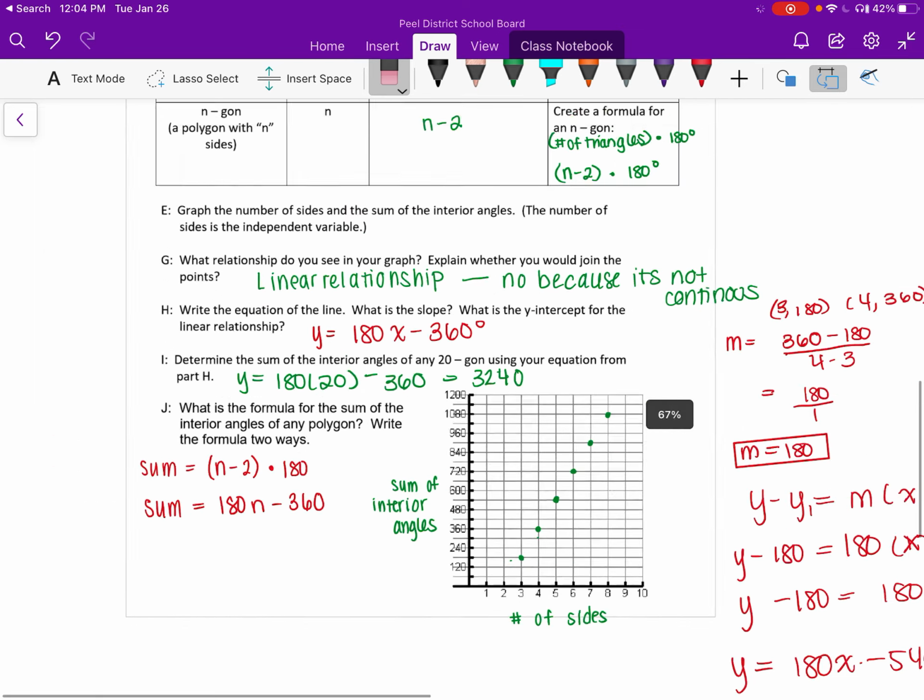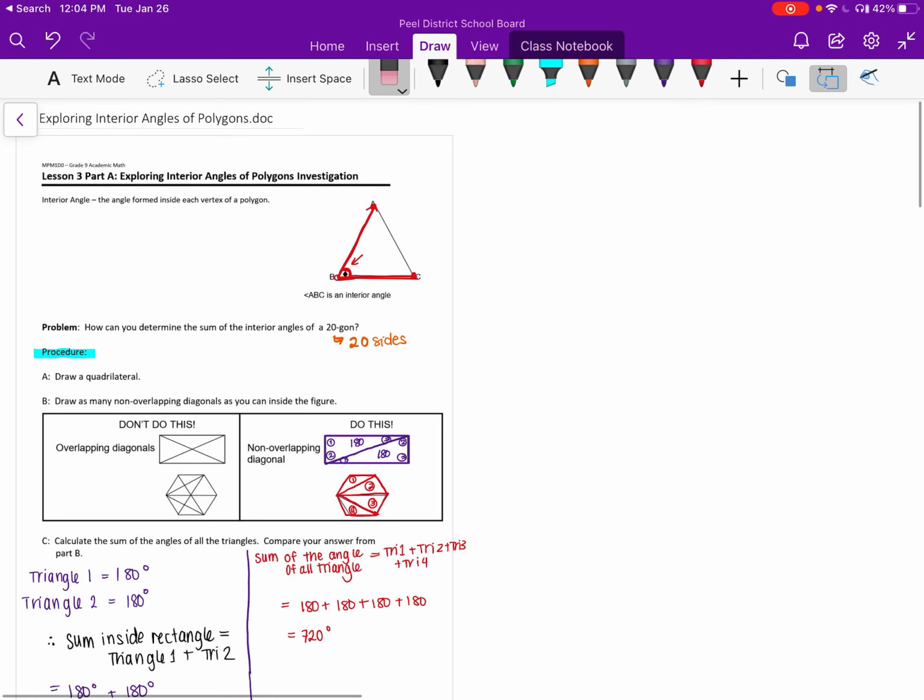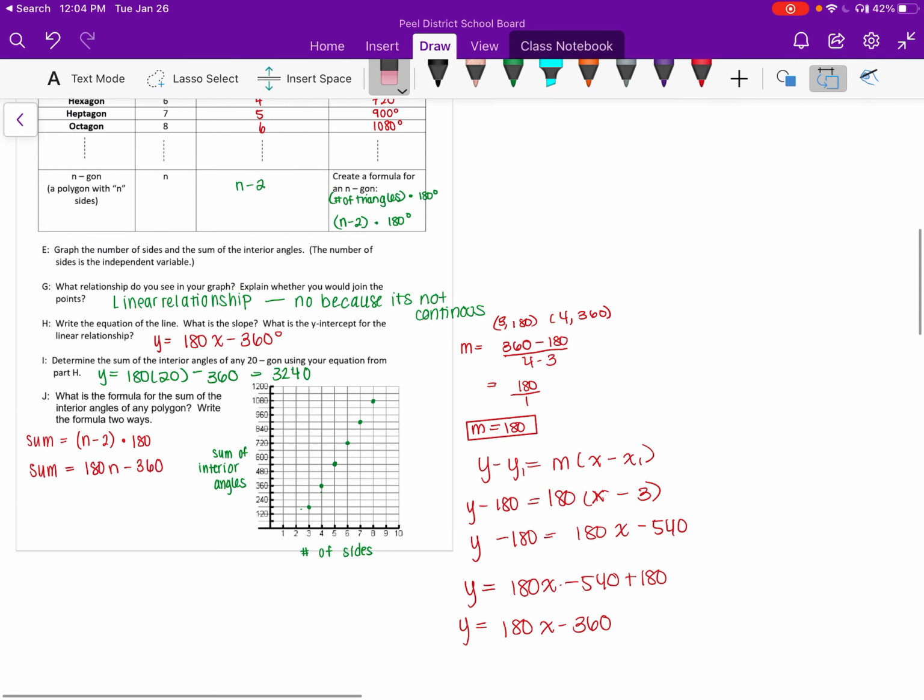All right, so that's a summary of our lesson from lesson 3. I apologize for the mistake over here. Please just ignore that.